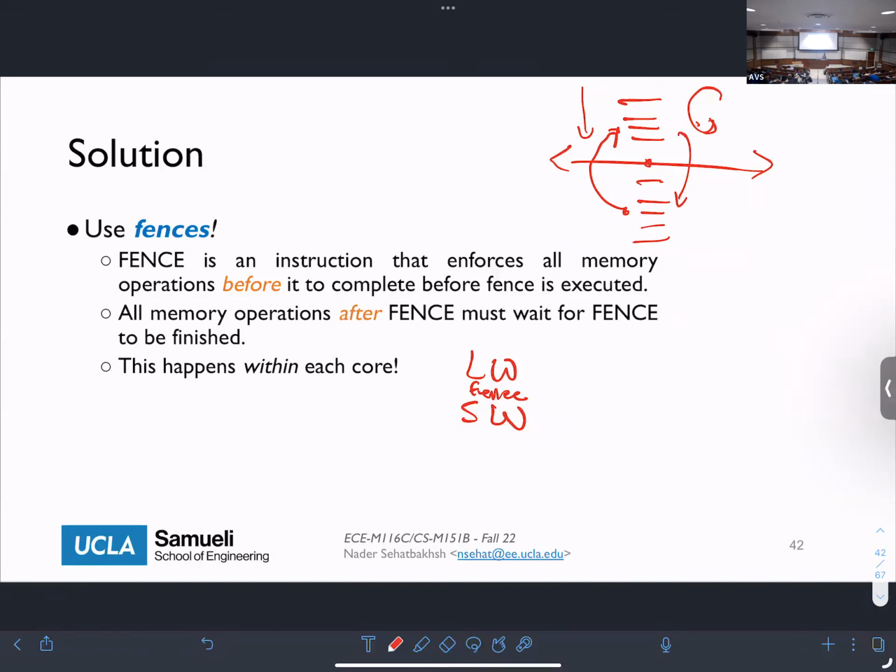So you can say that, okay, for this part of my program, I don't care about reordering, but maybe for this part of the program, I do care about my reordering. So I'm going to put fences here and there. And the interesting thing about fences is typically, especially for RISC-V, we have a read fence and a write fence. So for loads, we have a fence. For writes, we have a fence. And then we have a fence for both of them.